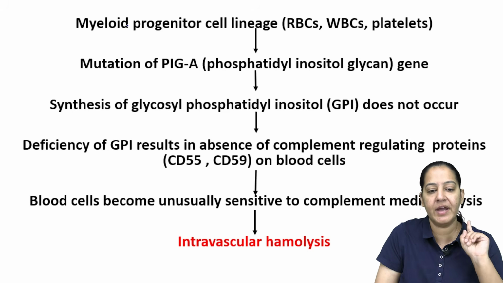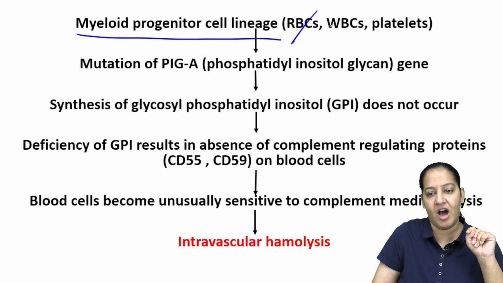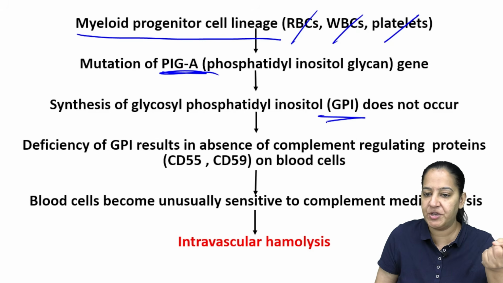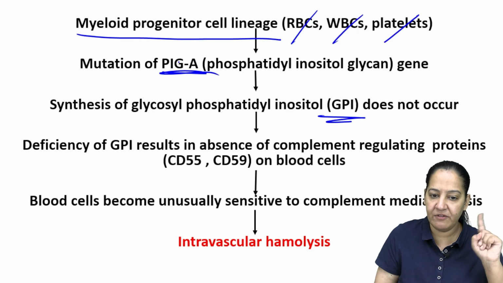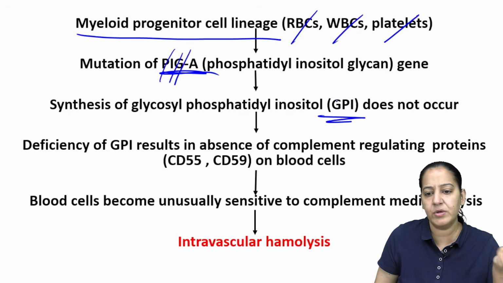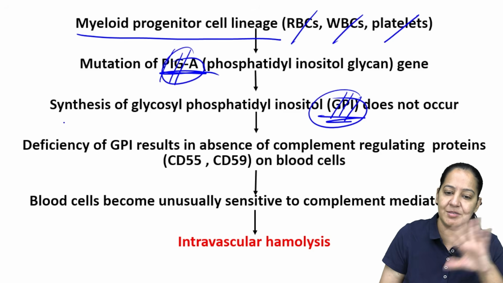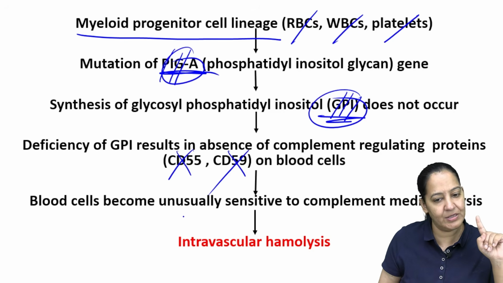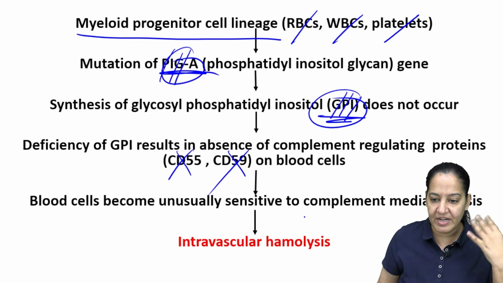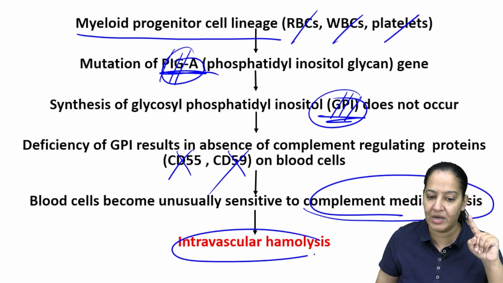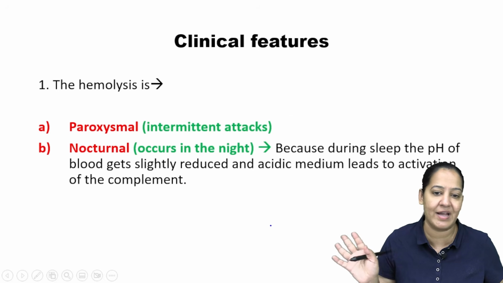You can appreciate, right? So all the precursors like RBC, WBC, platelet, all of them have a gene, PIG or GPI, one and the same thing. So either you say phosphatidyl inositol glycan or you say glycosyl phosphatidyl inositol. One and the same thing, this gene is mutated. So they don't have CD55, they don't have CD59, right? So whenever the blood becomes acidic, the complement becomes activated and the complement does the lysis. It's intravascular hemolysis, not extravascular.